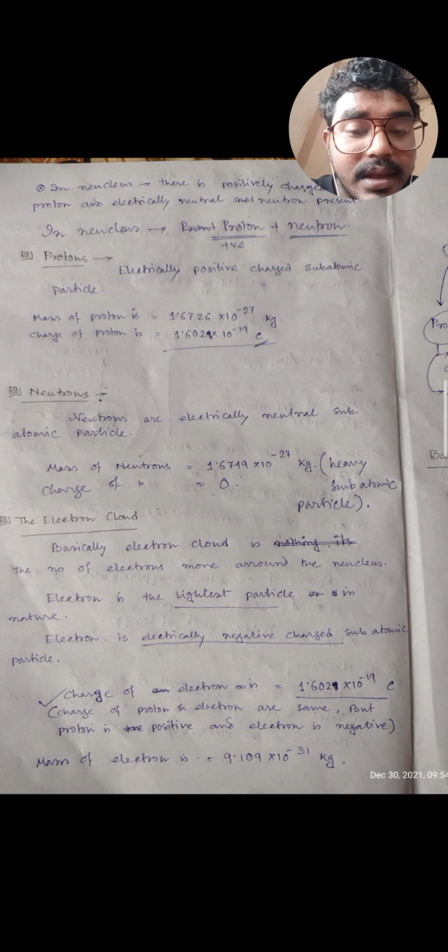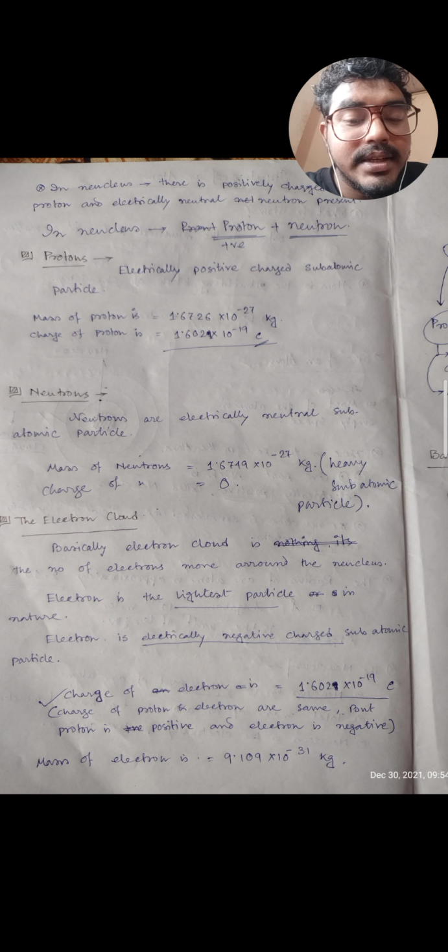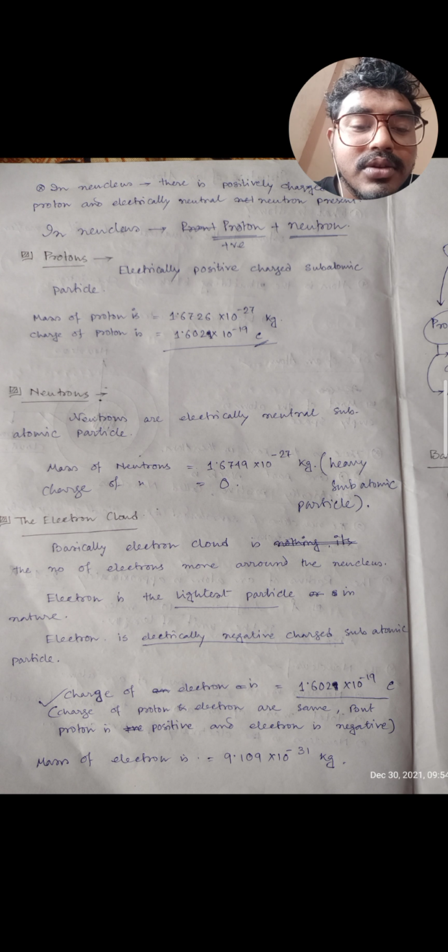The electron is an electrically negatively charged subatomic particle, whose charge is the same magnitude as a proton, but it is negatively charged and the proton is positively charged. What is the value of the charge of an electron? The charge of an electron is 1.602 into 10 to the power minus 19 coulomb.